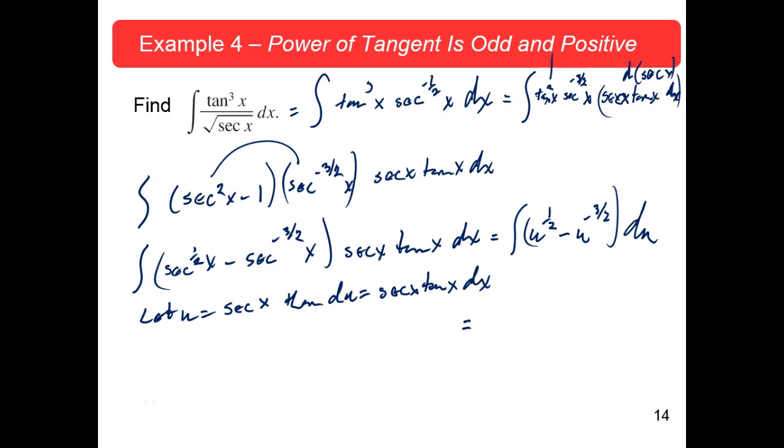Okay, what's the antiderivative of u to the 1/2?